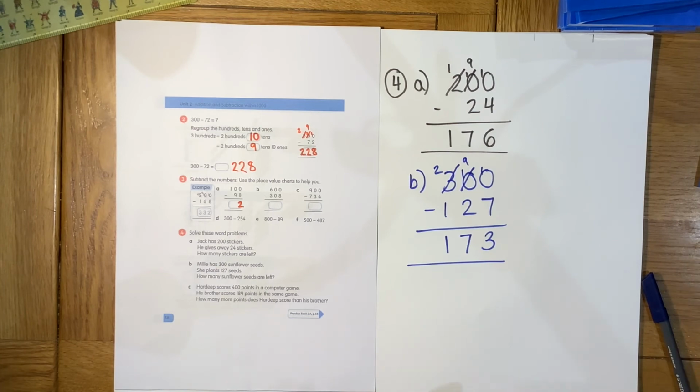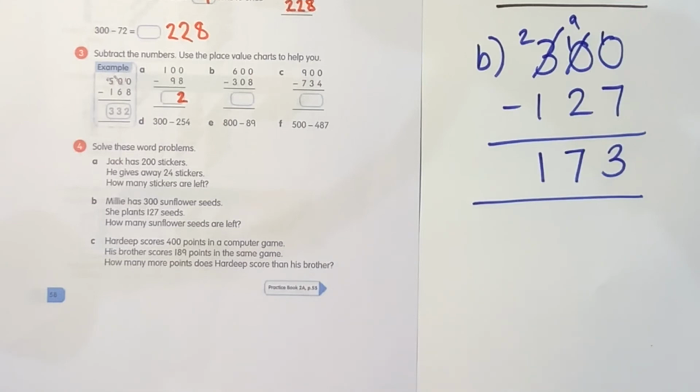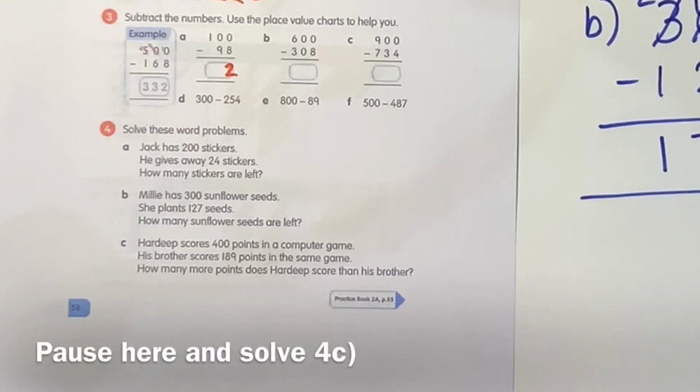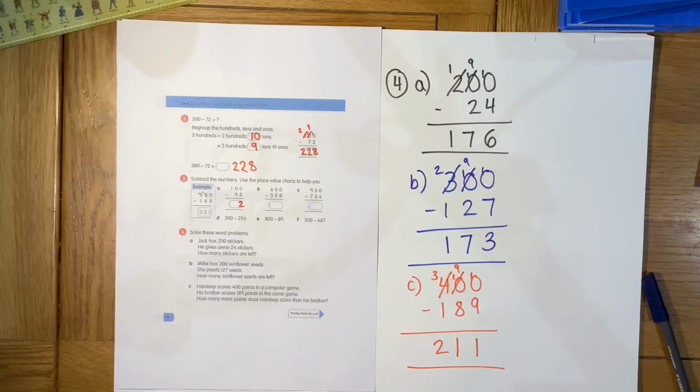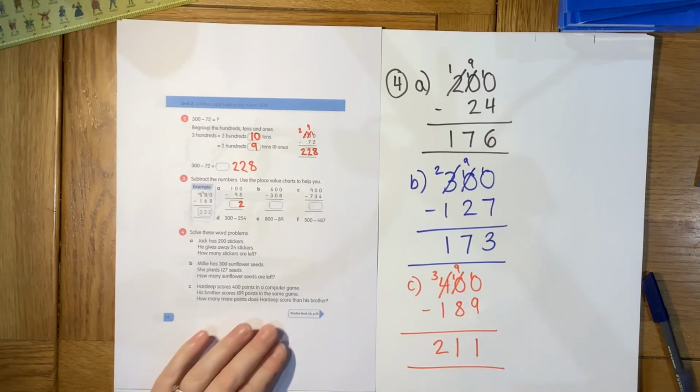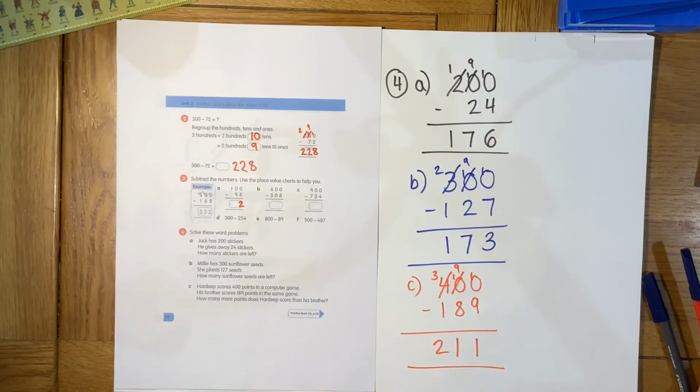And final one then. Hardeep scores 400 points in a computer game. His brother scores 189 points in the same game. How many more points does Hardeep score than his brother? Pause and have a go and come back for your answer. There we go, 211 is your answer. Hardeep scored 211 points more.